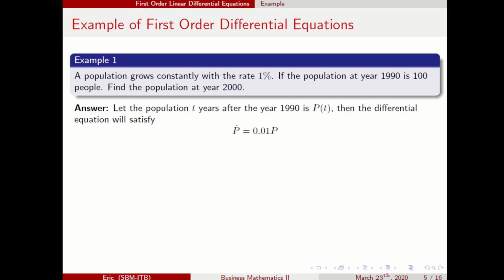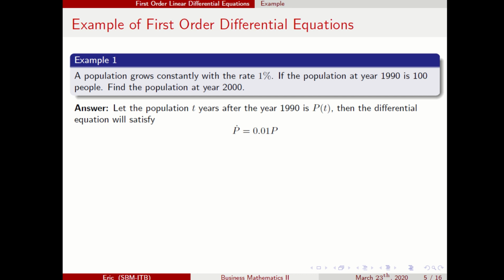So let the population t years after 1990 be p(t). Then the differential equation will satisfy p dot. Don't forget, p dot is how the p grows with time. That is the population growth rate. That is 1%, 1% of the population at that year. So 0.01 times p.